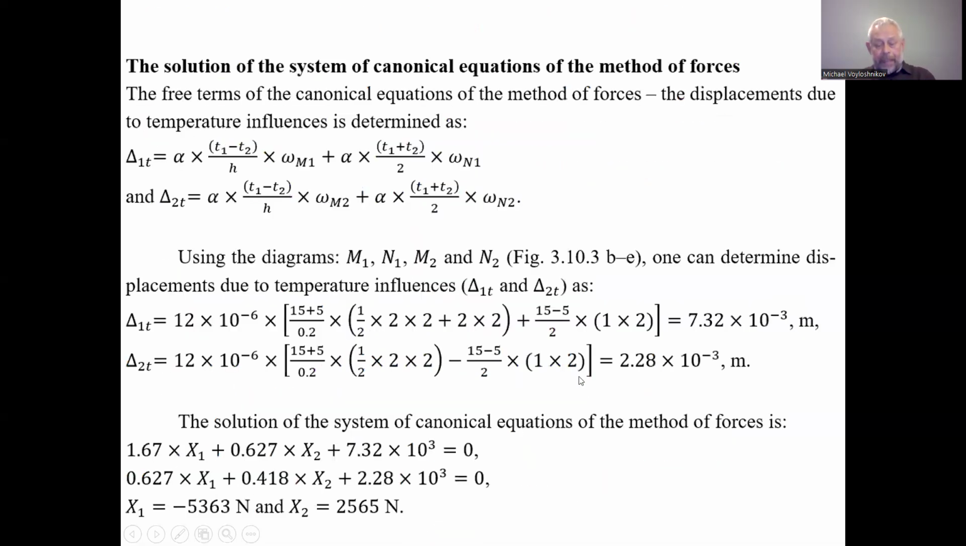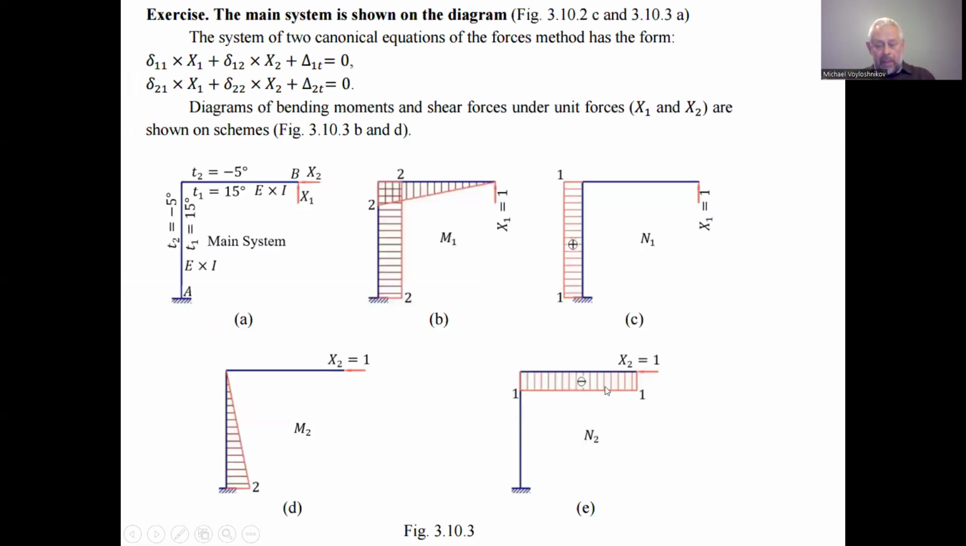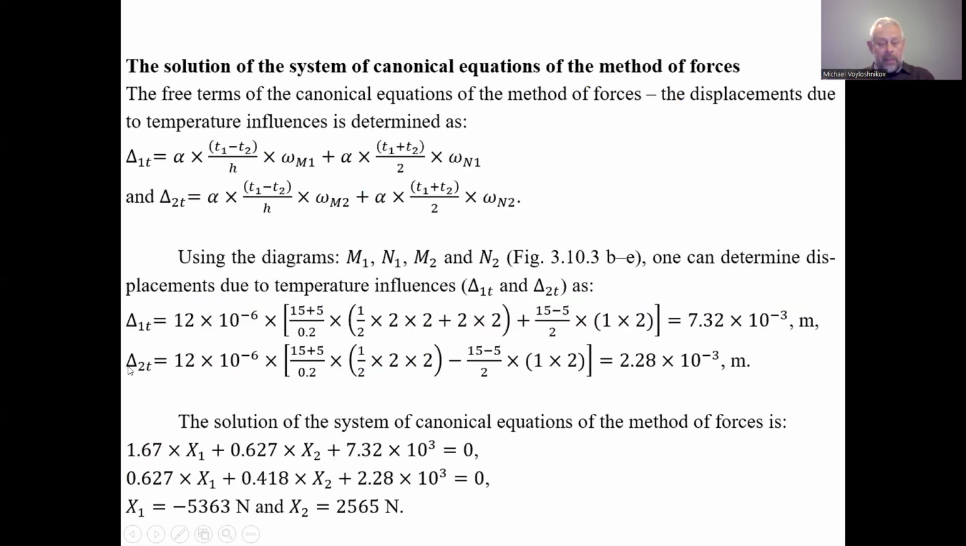So we consider the sign rule, and we have the minus together due to the negative magnitude of the area of the diagram of longitudinal force in this part of the mechanical system under the action of the force x2. Finally, we have the second free summand in the canonical equation of the forces method equal to 2.28 multiplied by 10 to the power minus 3.